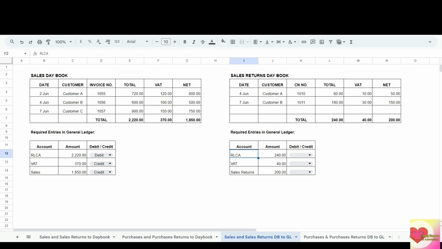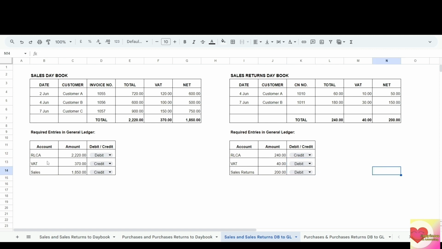First, RLCA is an asset. When goods were returned to us by our customers, it means they no longer have to pay for this amount of goods, so our RLCA will decrease and it goes to credit. Let's do sales returns next. Sales returns decrease our sales, which is an income, so it goes to debit. Then VAT goes with the sales returns, which is debit.